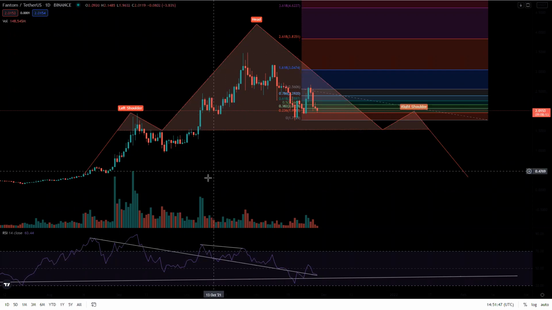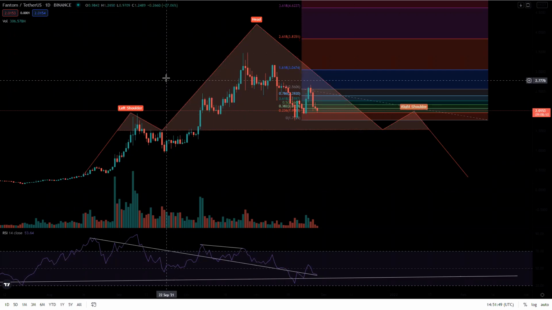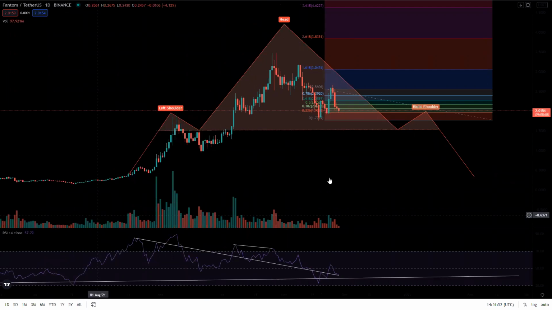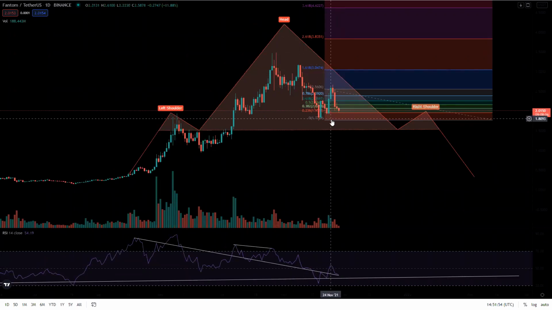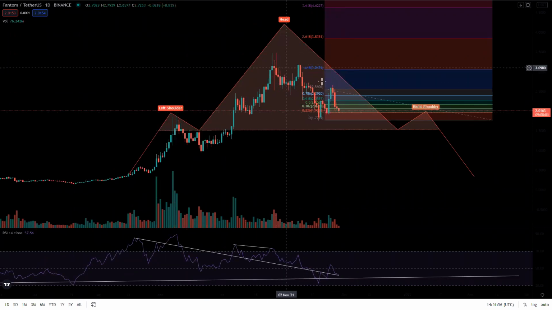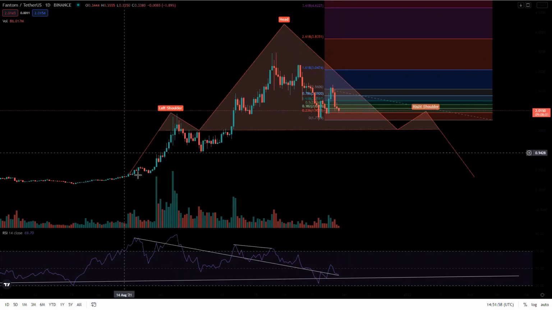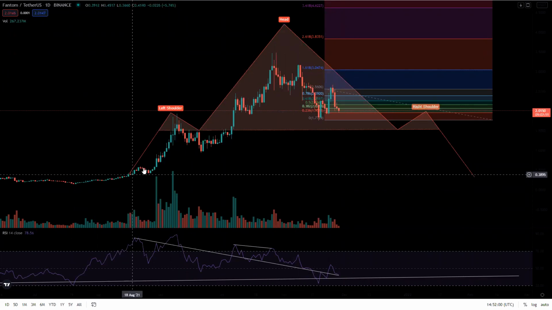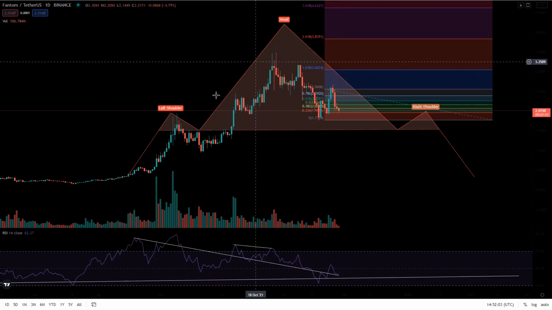We're going to be looking at the Phantom token, the FTM/USDT pair, and we're going to talk about why it's falling a little bit and whether you need to be worried. First off, as you can see from this point all the way up to here, it was a massive run up.